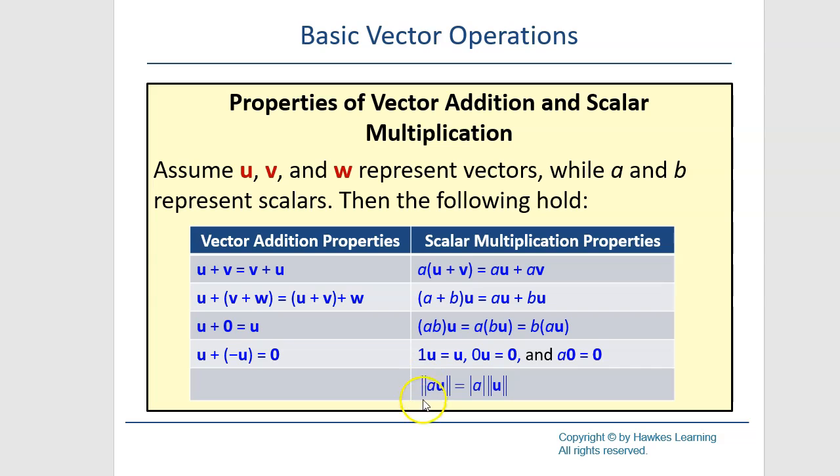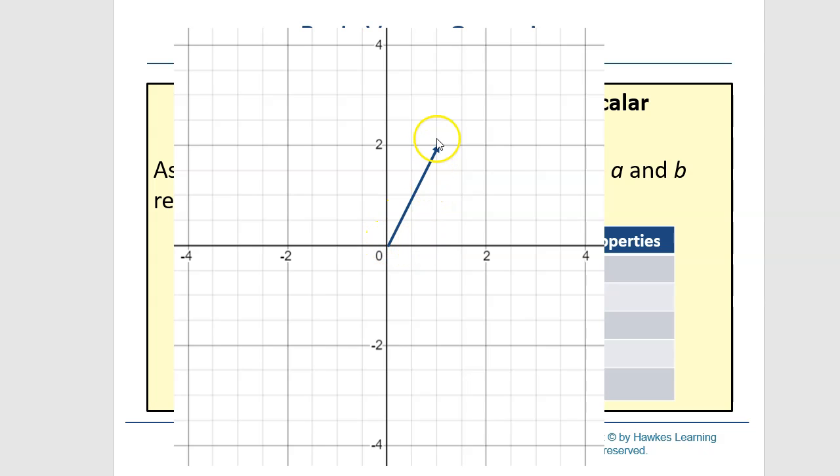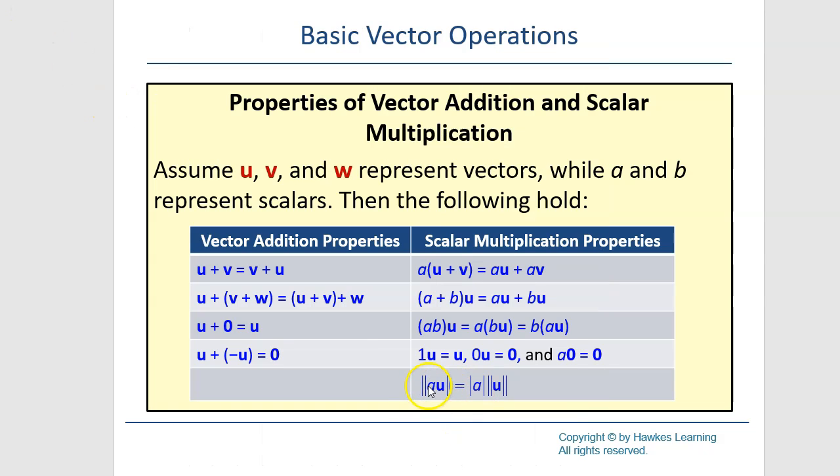Alright, remember these double bars mean magnitude, the length of the vector. What's the length of a vector after I scale it? It's the length it was before we scaled it times the scalar. So what does that mean? So here's the vector 1, 2. If I double the length of this vector, it would literally mean copying and pasting it right on the end of it. Alright, so I doubled the length of the vector. I doubled its magnitude, which is what this is saying right here.